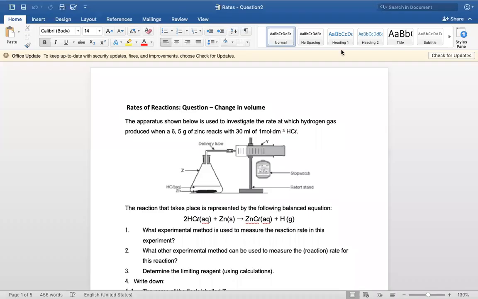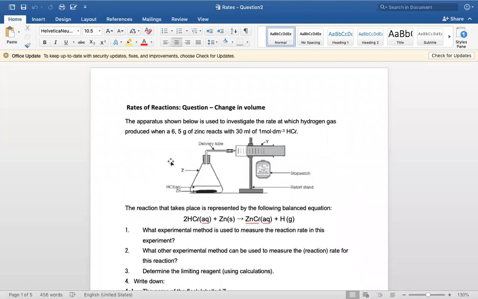Okay, class, today we are looking at another question on rates of reactions. We are looking at a question where you compare the rate of the reaction. You measure the rate of the reaction by looking at a change in volume. If you remember the last sum that we did, we measured the rate of the reaction by looking at the change in mass. How did the mass decrease? According to the change in the mass, we could get an answer.